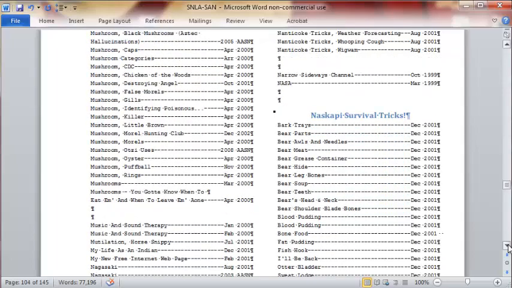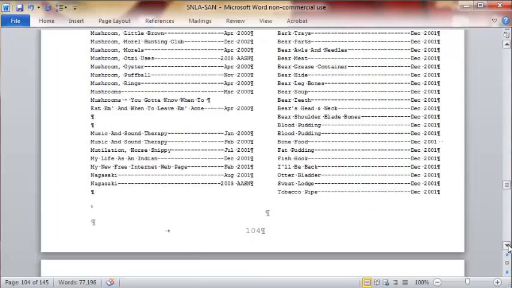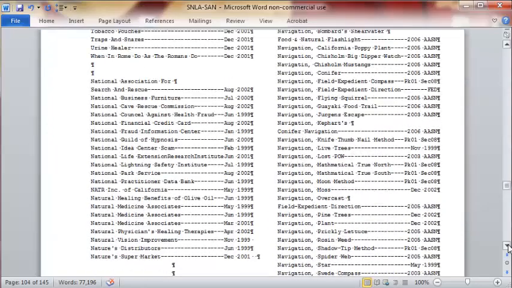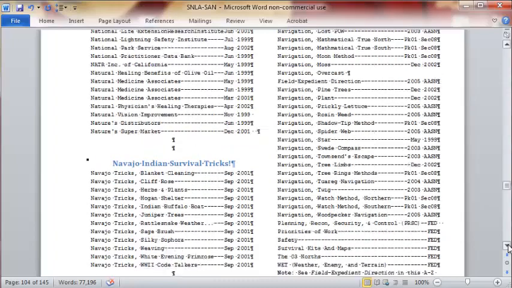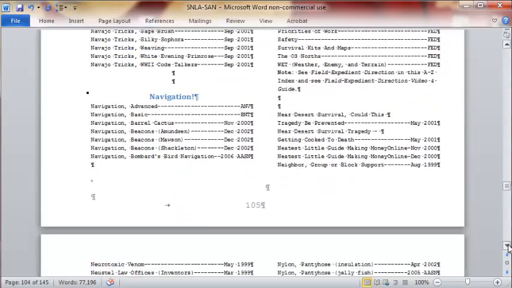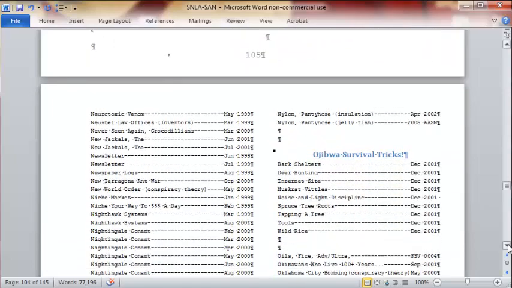Nascapi survival tricks. Okay. World-class survivors. Navajo survival tricks. And then we get into navigation there a little bit. Ojibwa survival tricks.